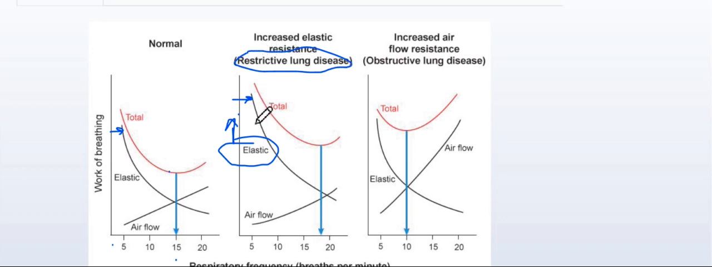So in order to overcome that, you can see here the respiratory rate is low, but when it decreases here, the respiratory rate is getting higher. So in order to overcome the work of breathing that is increased due to the elastic resistance, we have a compensatory mechanism caused by our body to minimize the work of breathing, that is by increasing the respiratory rate.